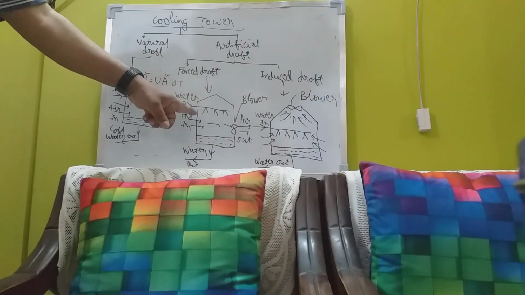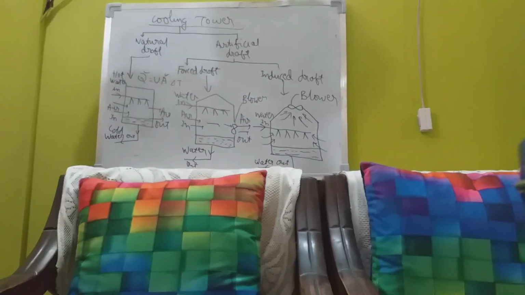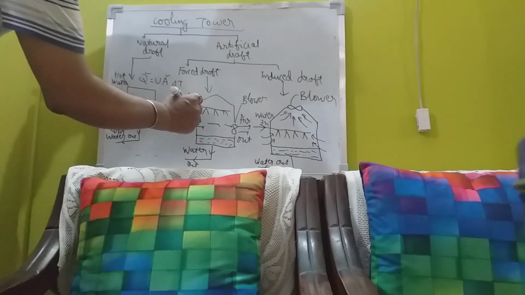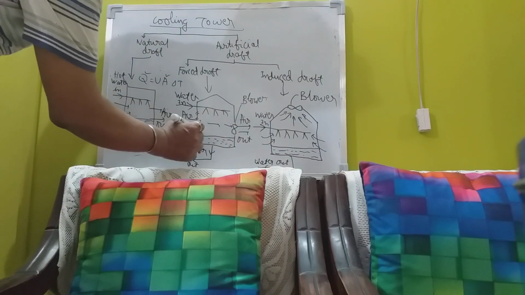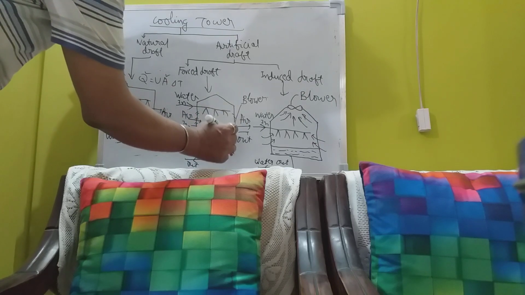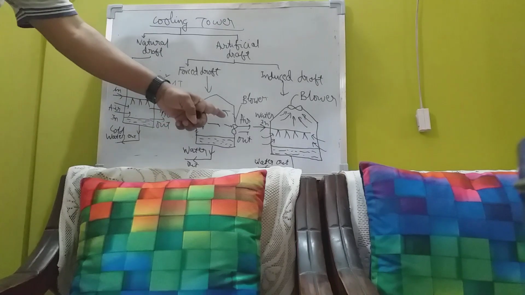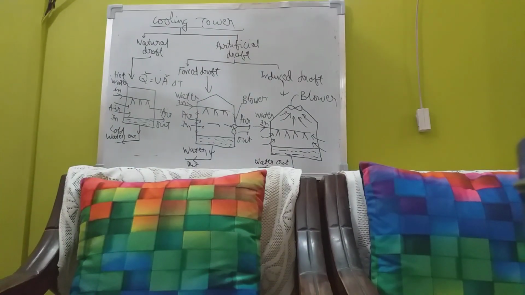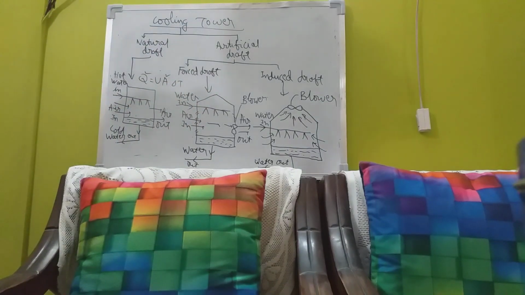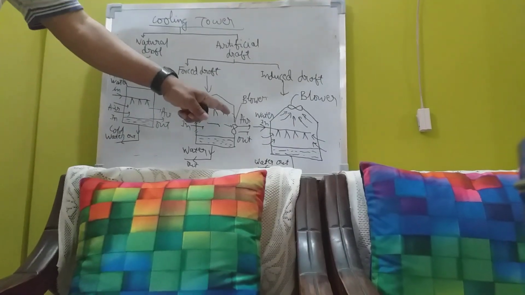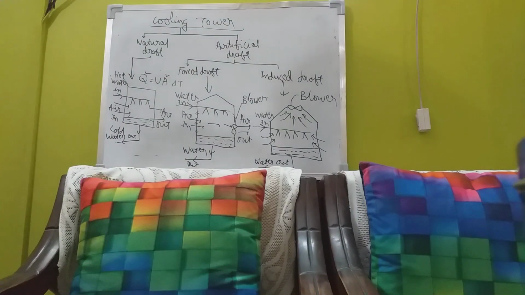In case of forced draft, the blower is placed on one side of the cooling tower. And these sides of the cooling towers generally have many small apertures. Through these apertures, air flows in. And water is flowing this way. So this follows the cross flow heat exchanger principle.